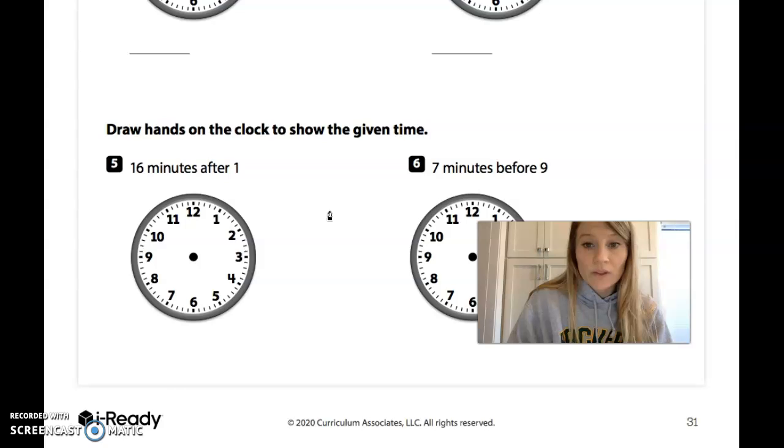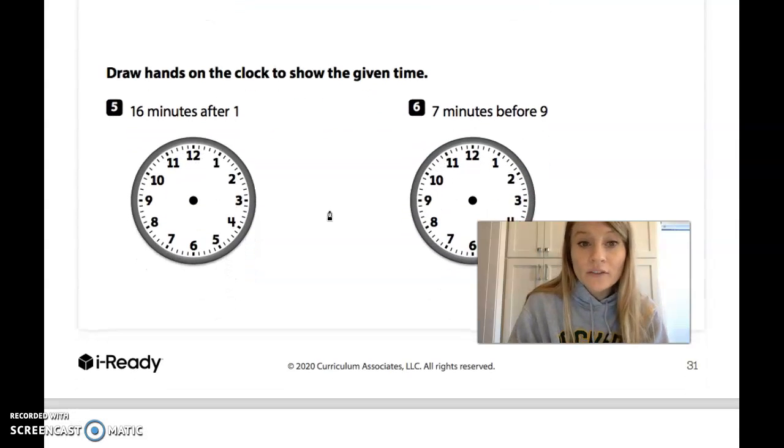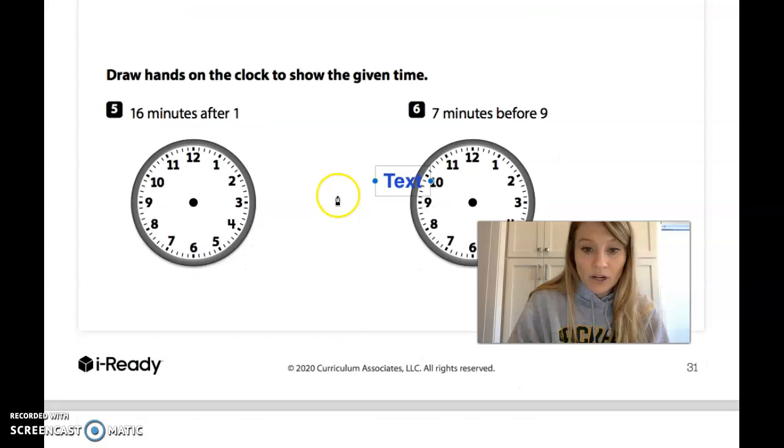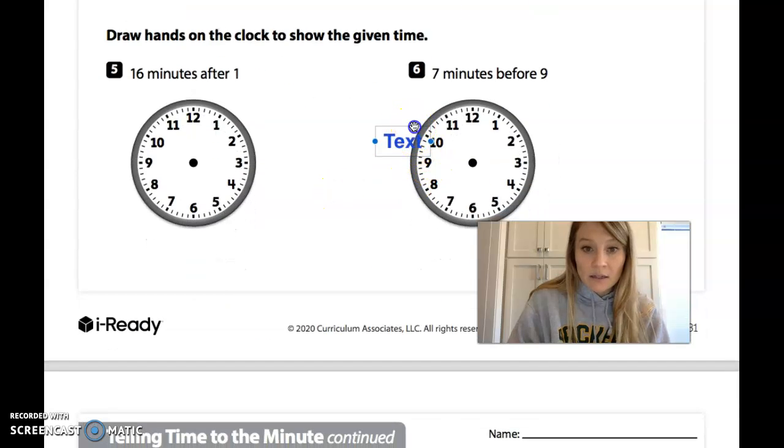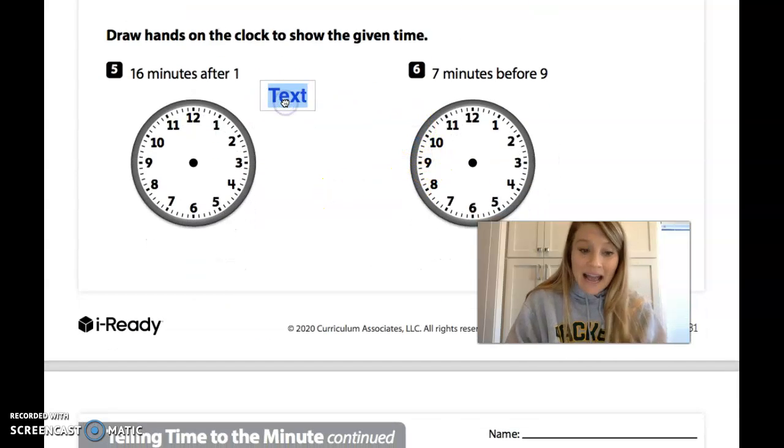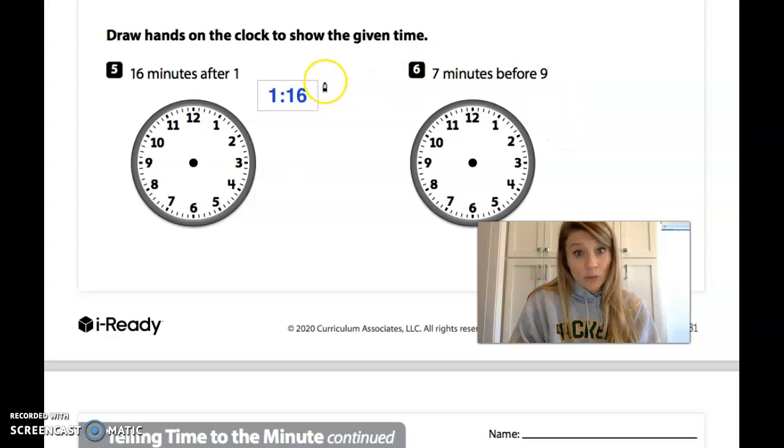And then for this one, these are kind of fun. You have to make the hands 16 minutes after 1. So that means the time I'm looking for is 16 minutes after 1. It's 1:16. Can you please draw me 1:16? Now this one's a little bit trickier.